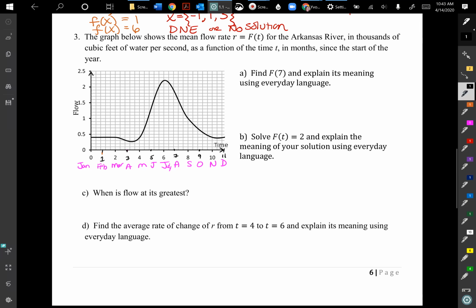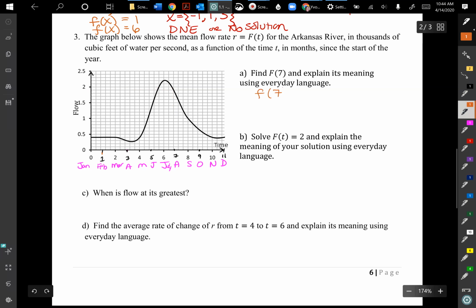So now we're going to look at F of 7, and we're going to judge it here. So 7 is the month of August. So we're going to draw a line up and see where that hits the graph. Okay, right about there. Then we have to travel over to the left and find our output. Now it's okay to estimate for these. It's not going to be perfect. So that's going to be about 1.7.